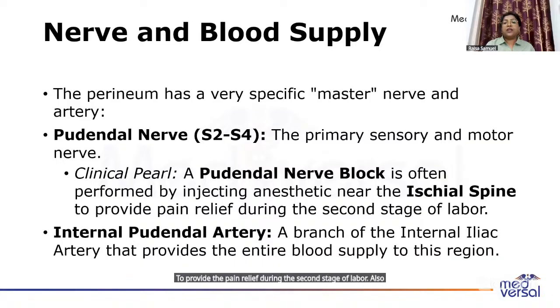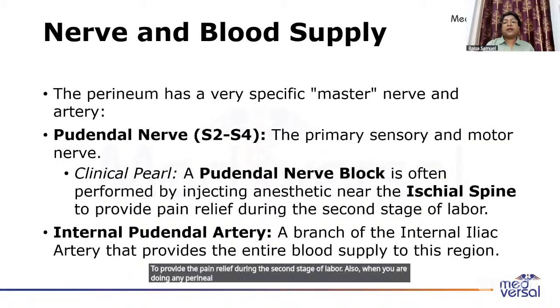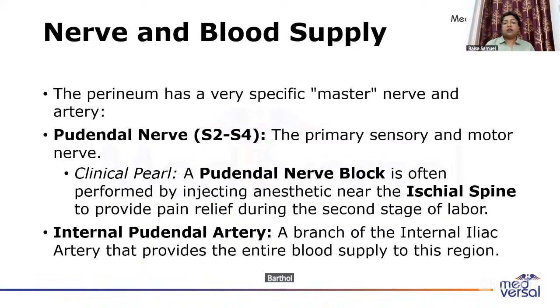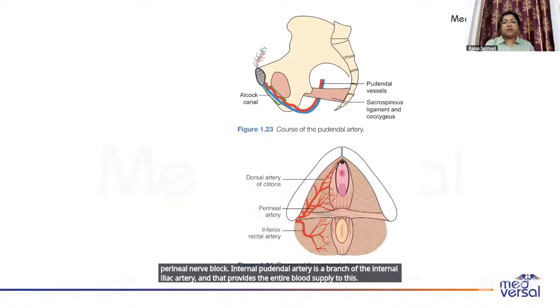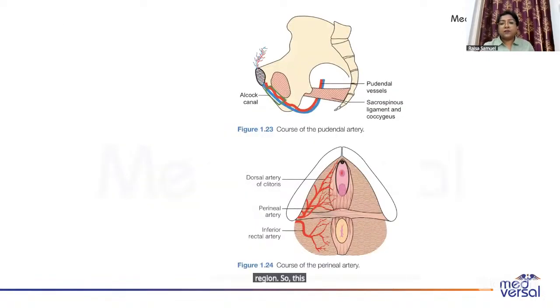Also, when you are doing any perineal repair, like Bartholin's or marsupialization of a Bartholin's cyst or abscess, you can give a pudendal nerve block. Any perineal repair can be done with a regional perineal nerve block. Internal pudendal artery is a branch of the internal iliac artery, and that provides the entire blood supply to this region. So this is the course of the pudendal artery.